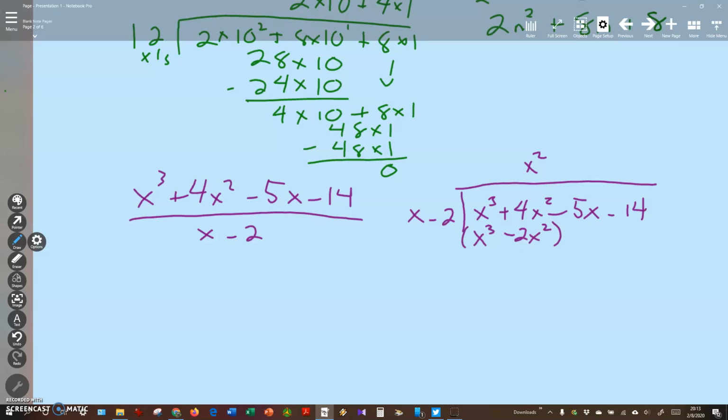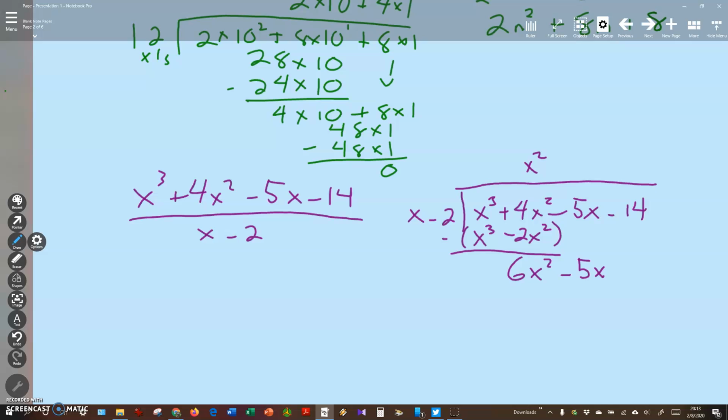And just like with whole number long division, we're going to subtract those, being careful of negative signs, of course. And the x cubes are going to cancel out, go to 0, which is what we want. We don't want that anymore in our remainders here. And the 4 and the 2 will end up combining and making a 6x squared. Okay, now we move over and go to the next term. I'm going to bring the 5x down, and ask the question again.